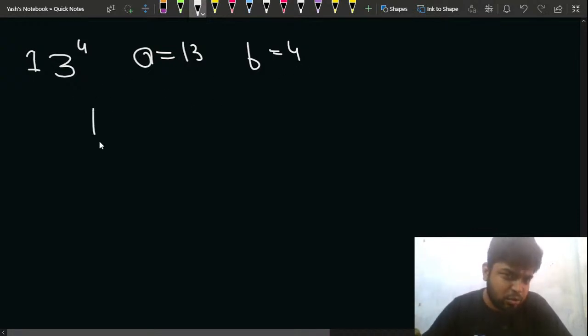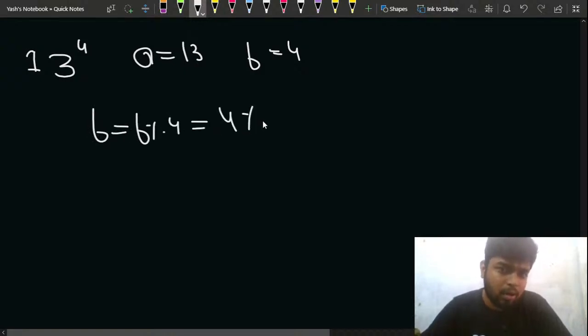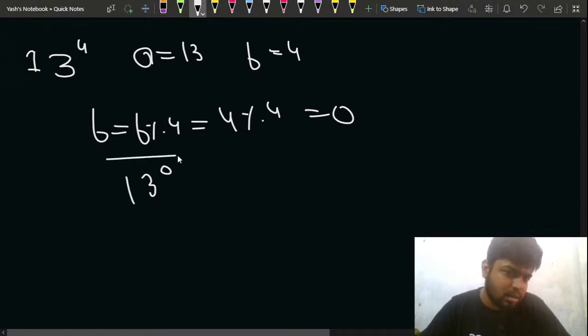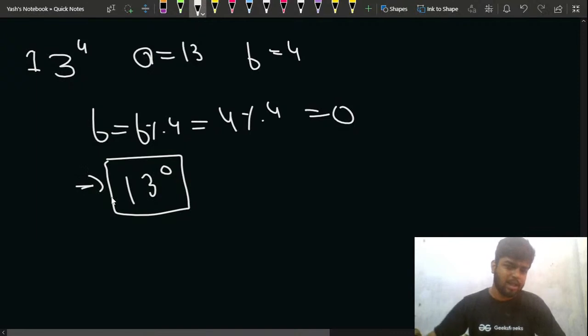You will say that let's do b is equal to b mod 4, and now 4 mod 4 equals 0, right? This is what you will say. Is this correct? Is b equal to 0? Now should you be doing this? Should you do this for this one? Yes or no? Is this right?